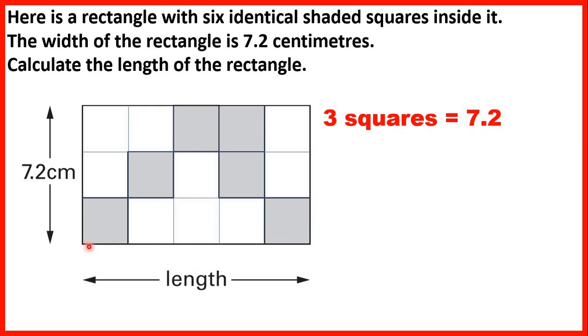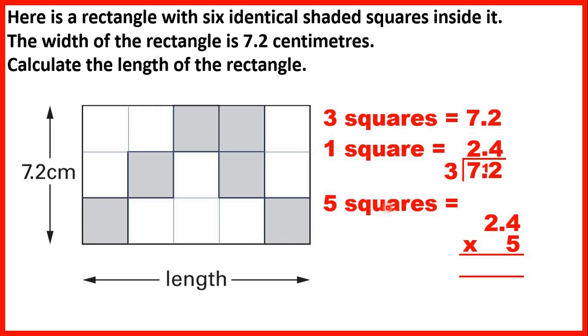But we can see that the length is 5 squares. So if we know the length of 3 squares, how can we work out the length of 5 squares? Well, what we can do is first work out the length of 1 square. So if 3 squares are 7.2, we can divide 7.2 by 3 to find the length of 1 square. So that gives us 2.4. So if each square is 2.4 centimetres and we have 5 squares, we can multiply 2.4 by 5, and that gives us 12.0, so that's 12 centimetres.